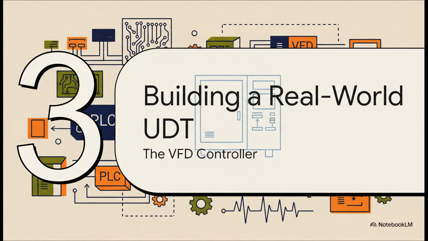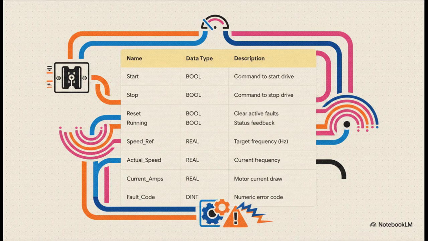Okay, theory is great, but let's get our hands dirty and make this practical. We are going to build a UDT for one of the most common devices you'll find in any plant, a variable frequency drive, or a VFD. See? This is how a UDT brings beautiful order to all that chaos. All of our VFD data is right here, in one place. We've got our commands like start and stop as bools, our analog values like speed and current as reals, and our error data as a dint. Everything you could possibly need to control and monitor that VFD is now bundled into one single logical structure.